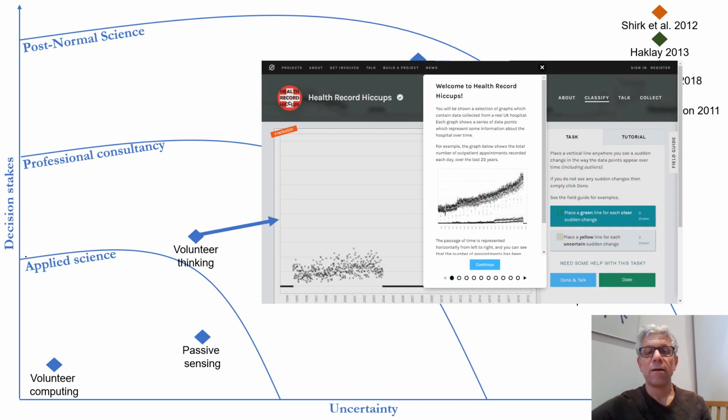Volunteer thinking gets us into the area of professional consultancy or normal science, where we can see people that contribute through cognitive efforts. So in this case, they are helping scientists to analyze health records, and there are many projects of this sort within the Zooniverse platform.